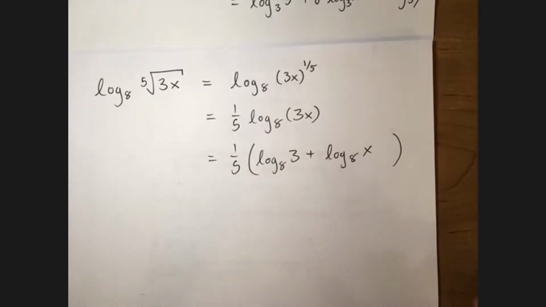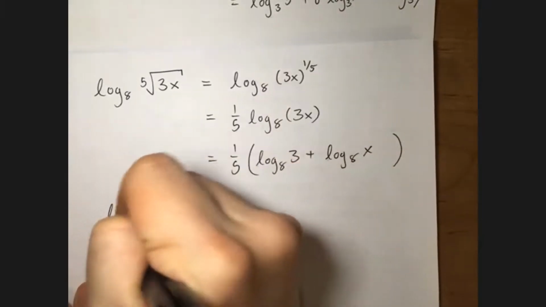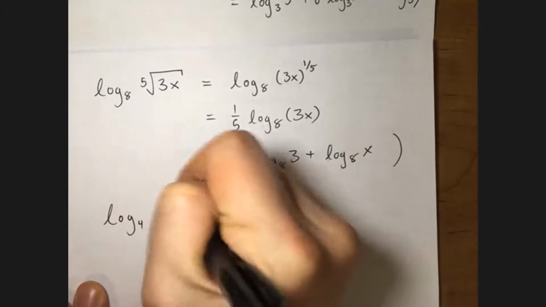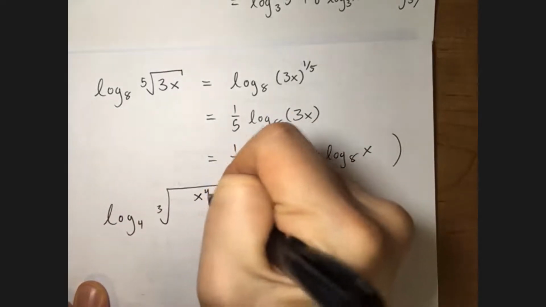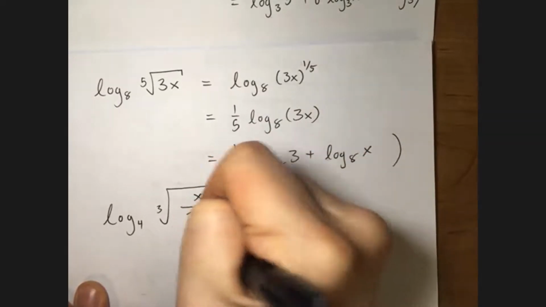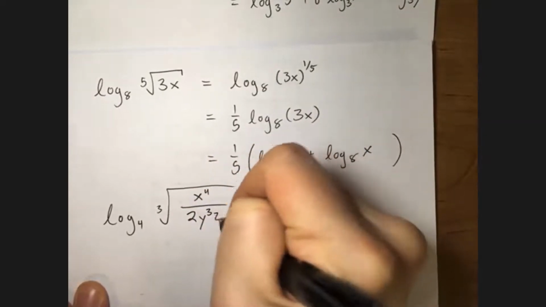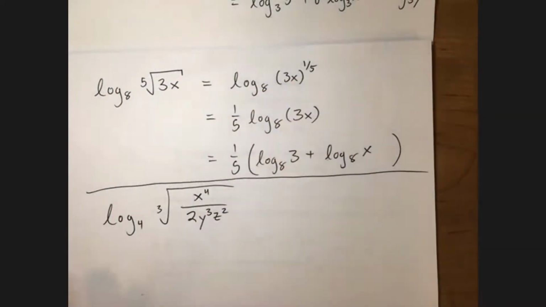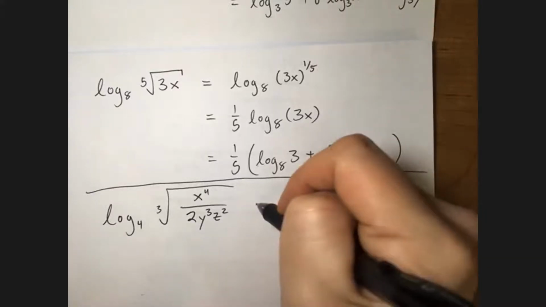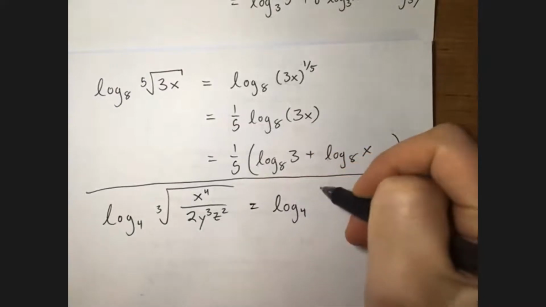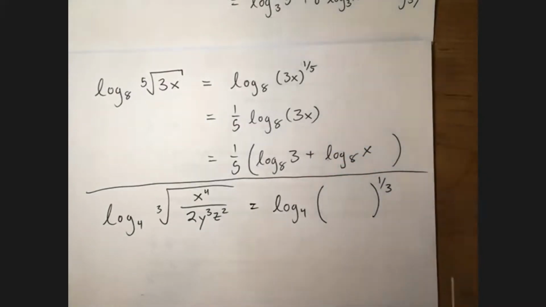Let's check this one out. Let's make it a little bit messier. Log base 4 of the cubed root of x to the 4th divided by 2y cubed z squared. Look at this mess. Let's simplify this. Same thing I did before. That cubed root can be written as an exponent. That's the same thing as log base 4 of stuff raised to the 1/3 power.